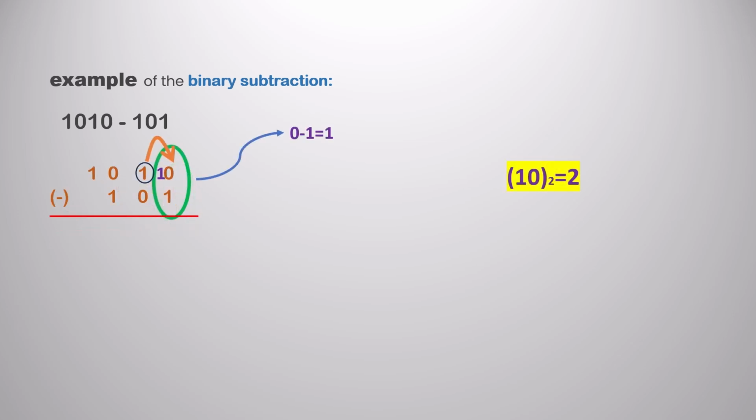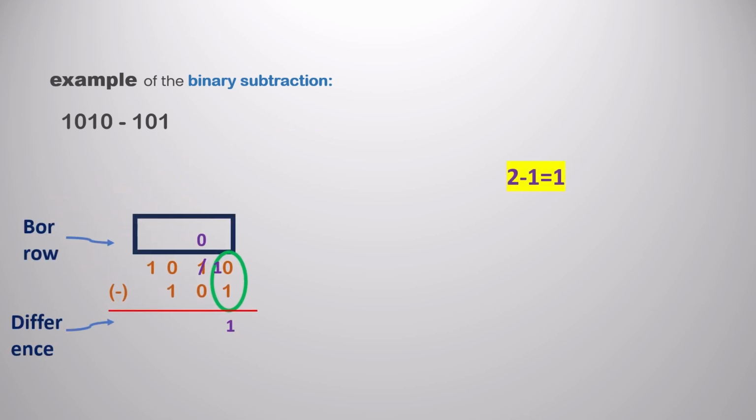In the example shown, in the first column we have 0 and 1. 0 cannot be directly subtracted from 1, so we need to take a borrow from the next column. In the next column, at the top we have 1. As in normal subtraction, we take the borrow, but after borrowing we get 2, not 1. As shown there, 1 will be added there and we get 2. So 2 minus 1 is 1. The borrow is written on the top and the difference is written below. So the difference is 1 and the borrow is 0 for the first column.